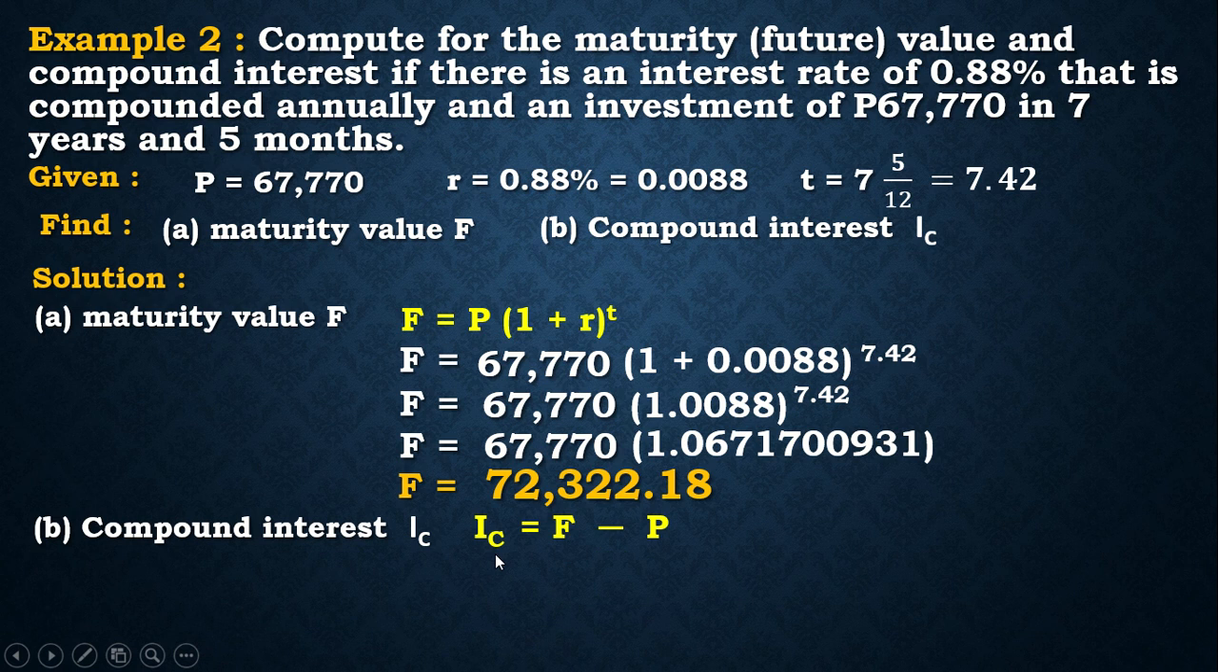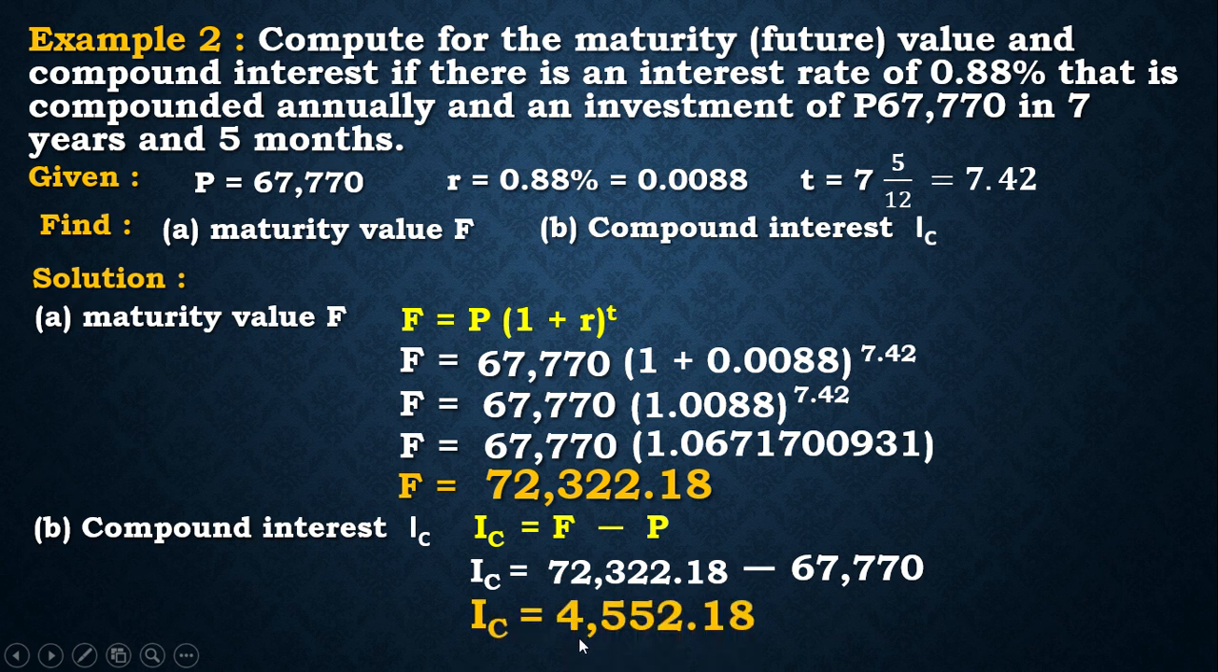At ang formula sa compound interest ay compound interest that is equal to F minus P, or the compound interest is equal to maturity future value minus the principal. And then we have to substitute this part. So F, eto po siya, sinubstitute natin, 72,322.18, and then minus 67,770, yung P natin. So ang compound interest natin ay 4,552.18. So those are the processes on how to compute the maturity future value F and the compound interest of example number 2.